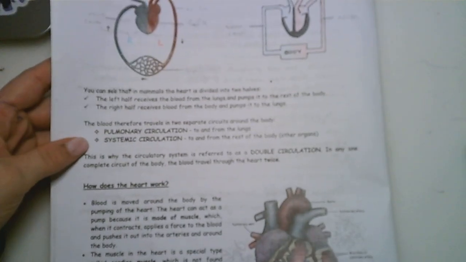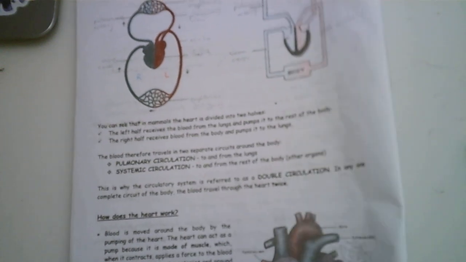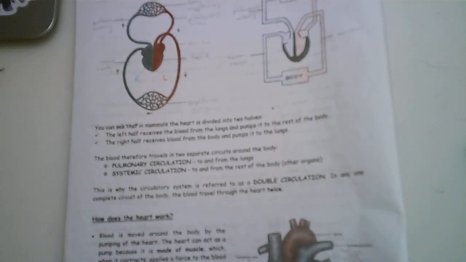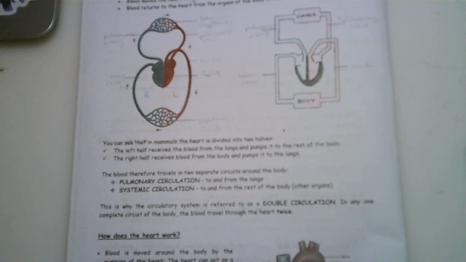So pulmonary circulation, so the blood travels in two separate circuits around the body: pulmonary circulation to and from the lungs, systemic circulation to and from the rest of the body and other organs. This is why the circulatory system is referred to as double circulation. In any one complete circuit of the body, it travels through the heart twice.